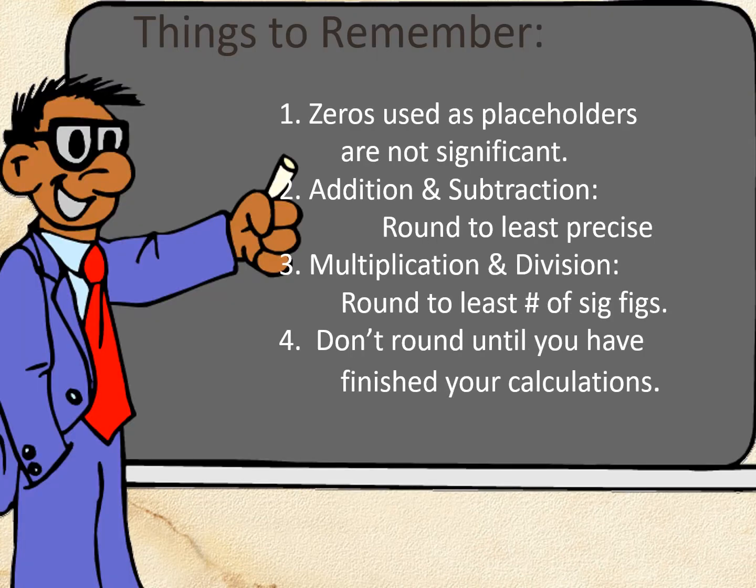Things to remember. Zeros, rule number 1: zeros used as placeholders are not significant. Addition and subtraction, round to the least precise. Multiplication and division, you round to the least number of sig figs. Don't round till you have finished all your work. So when you do multiple calculations later on in chem, you don't round until the end.